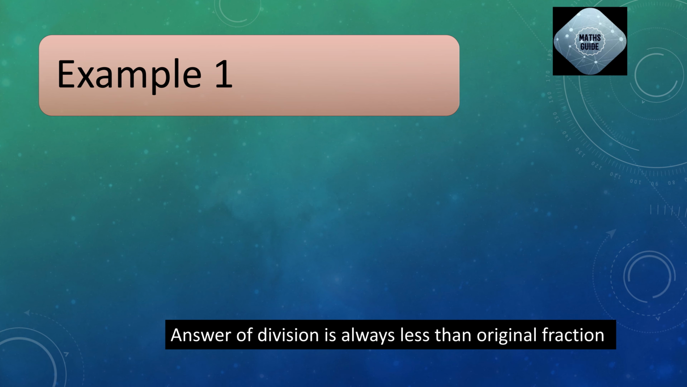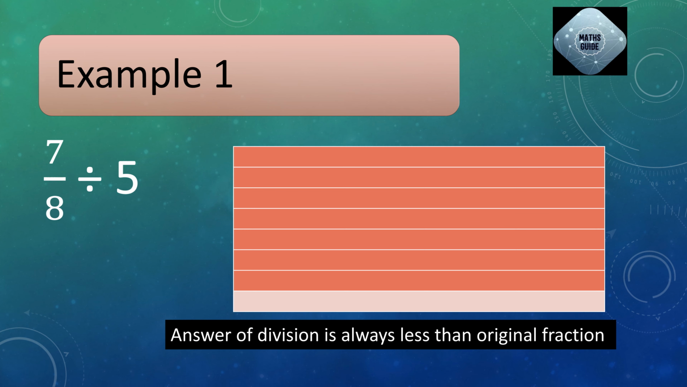Now look at another example for more clarity. The question is 7/8 divided by 5. It means 7 equal parts out of 8 equal parts are shaded, and we have to further divide it into 5 equal parts like this. Now look at any one portion out of 5 portions.